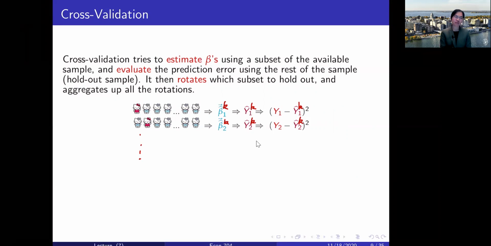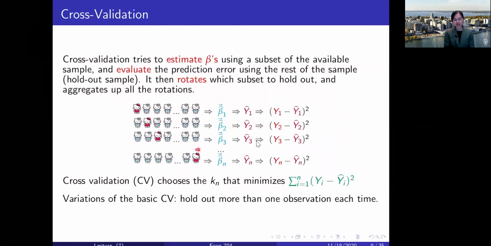You tried all the possible holdout samples. Say the third time you use the third kitty as the holdout sample and the rest as the estimation sample. And the nth time you use the nth kitty as the holdout sample and the rest as estimation sample. You compute all of these for each K. You compute the prediction for the holdout sample for each K. Compute the error for each holdout sample. And then you add them up.